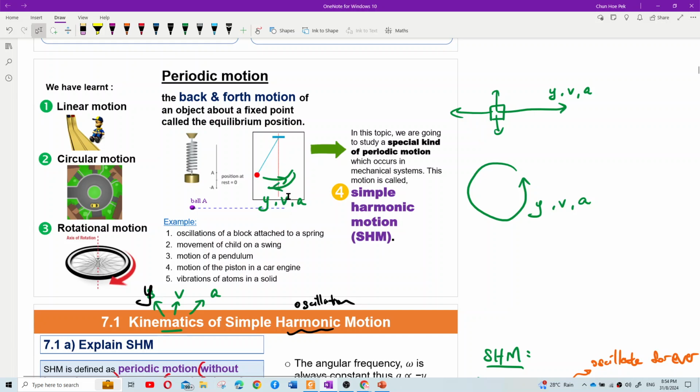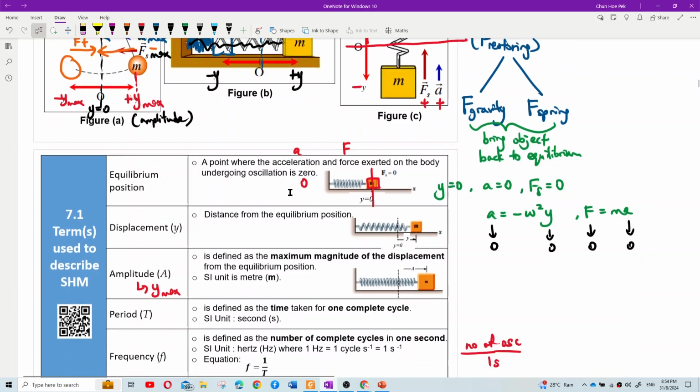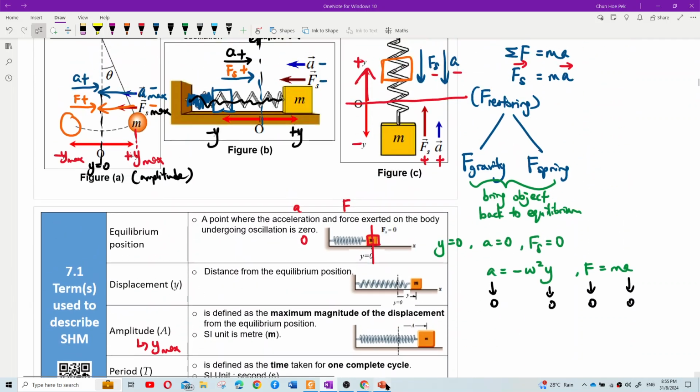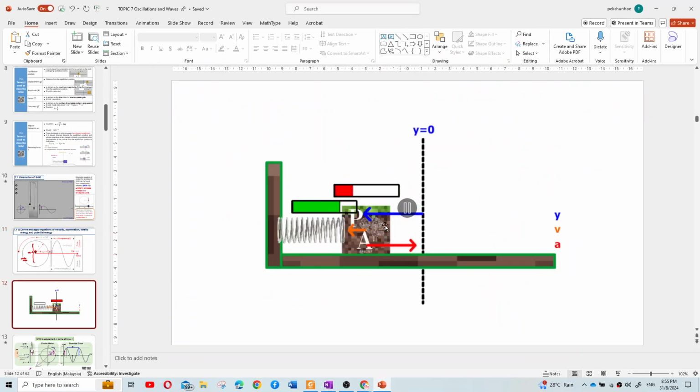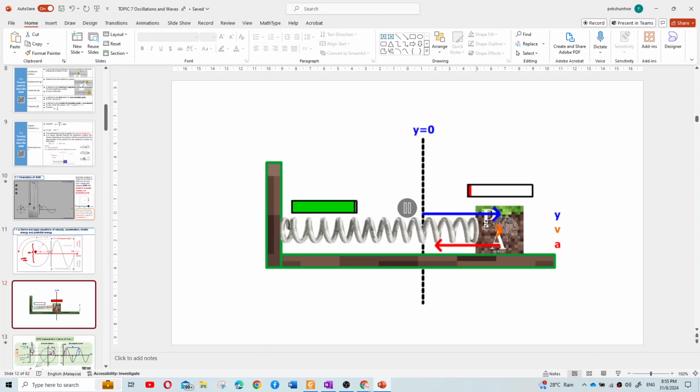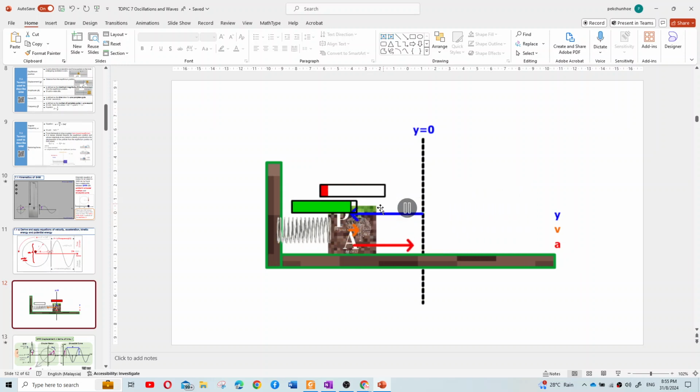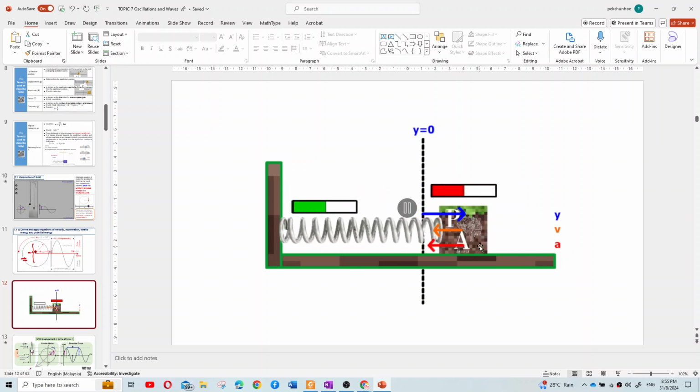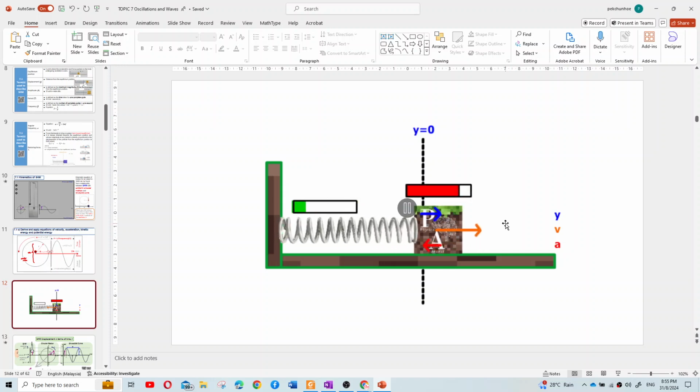How do you calculate the value? Like just now you see my animation here, right? You see my animation here. Okay, good, very nice. You did see the displacement, velocity, acceleration, but do you know how to calculate their value?